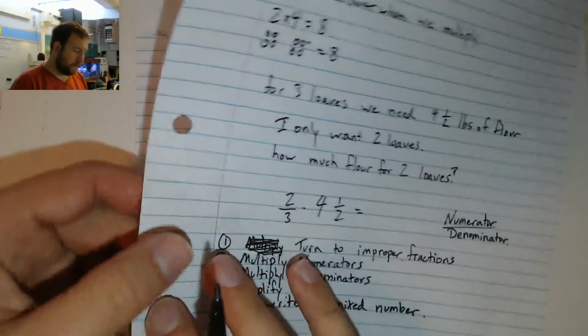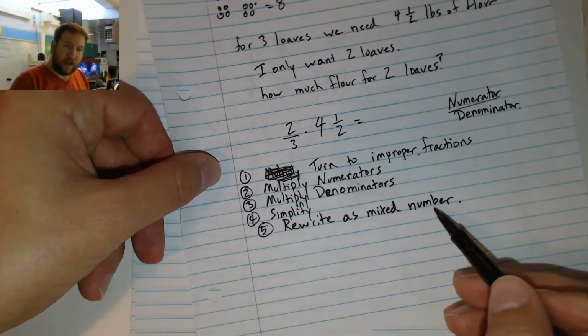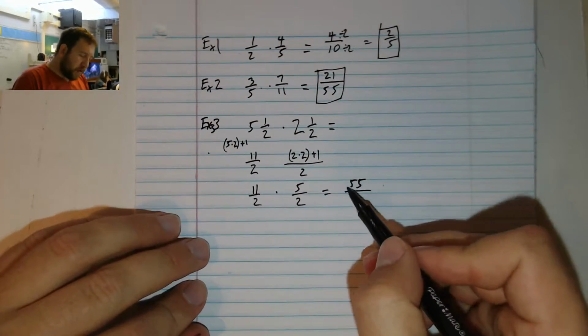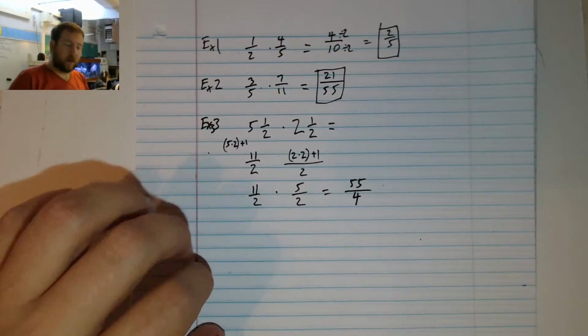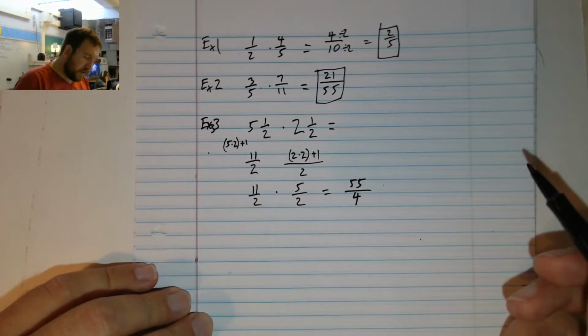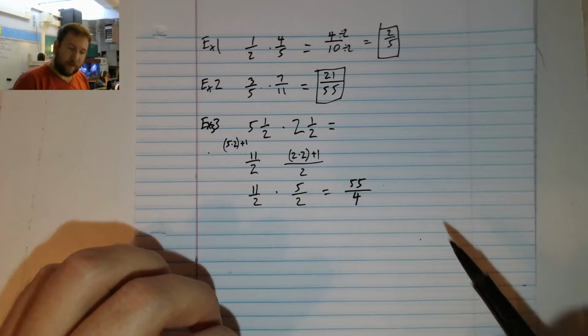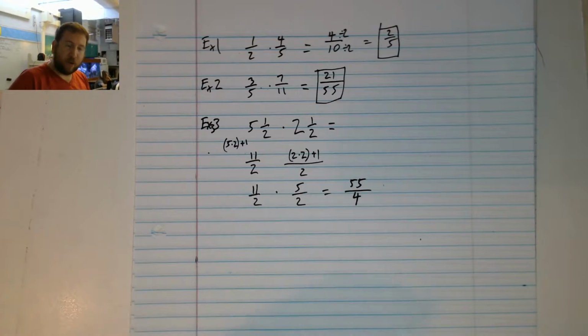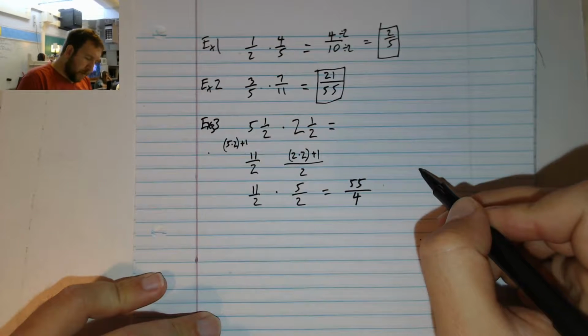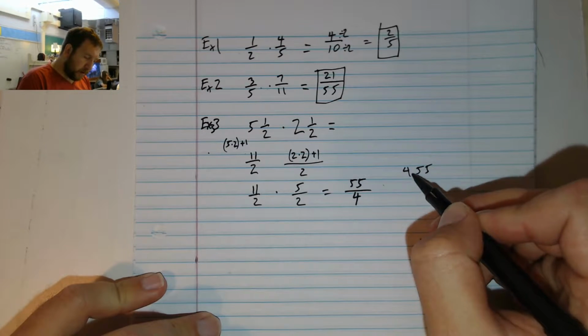But this time, I need to rewrite as a mixed number. So I'm not totally finished yet. And the way that I would rewrite this into a mixed number, remember, is trying to figure out how many 4s are in 55. Because every time I take 4 away from the 55, I can pull one of those wholes out of this number. So for that, I can just quickly do a little division.